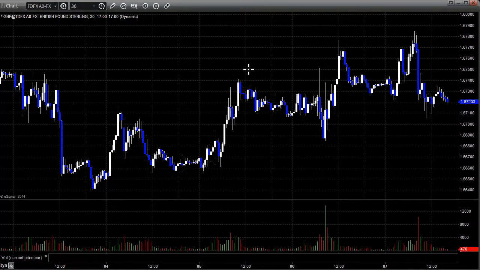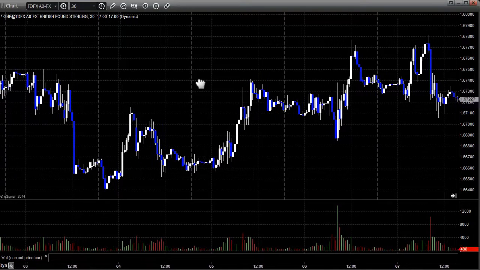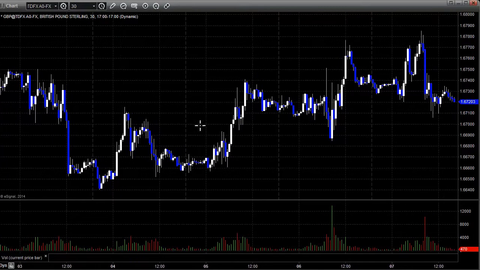150 pips of range completely on the pound for the week. And by the way, look where we closed, almost exactly where we opened, about 10 pips off of where we started the week. Really poor action again on the pound. Did have a nice winner, but that's about it.